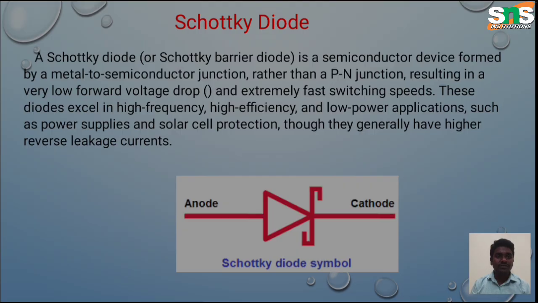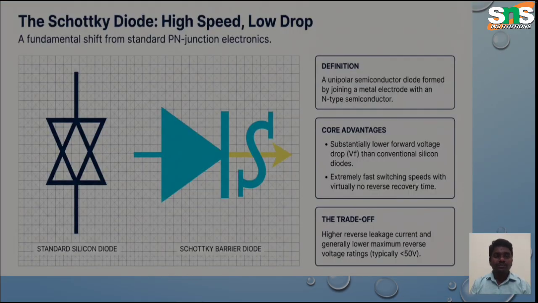This is the symbol of the Schottky diode. It is similar to the normal PN junction diode, but there is some difference in the symbol. One side is the anode, the other side is the cathode. This is the symbol of the Schottky diode compared to the normal silicon PN junction diode. On the left side, in black, is the PN junction diode, and the second one is the Schottky barrier diode symbol. The fundamental definition of the Schottky diode is a unipolar semiconductor diode formed by joining a metal electrode with an N-type semiconductor.